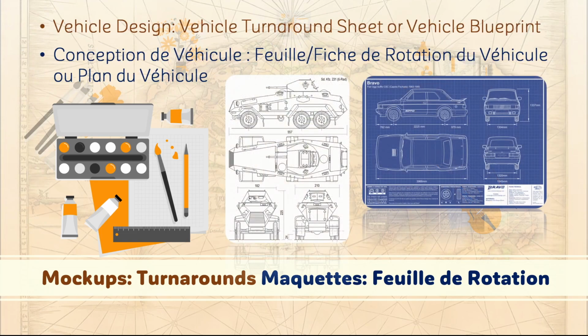Next, vehicle design: vehicle turnaround, turnaround sheet, vehicle blueprint. Just like the props, but it's a vehicle. In AAAs, there are often vehicle artists just doing vehicles, because it's an art in itself. It's dynamic, it's large, and it has specific mechanics. But in a small studio, it might be a prop artist who does this.